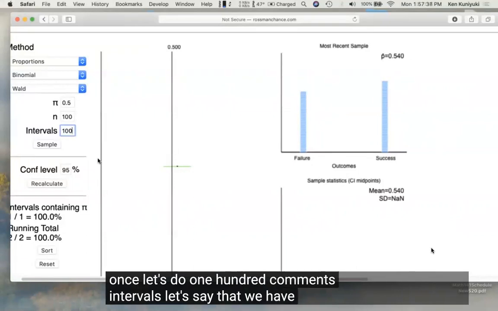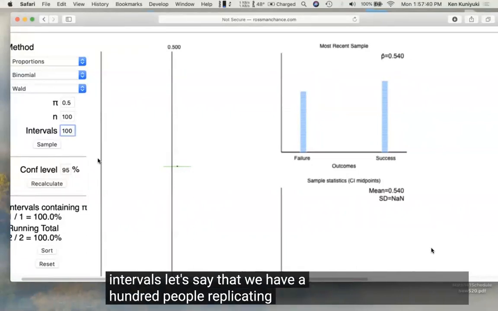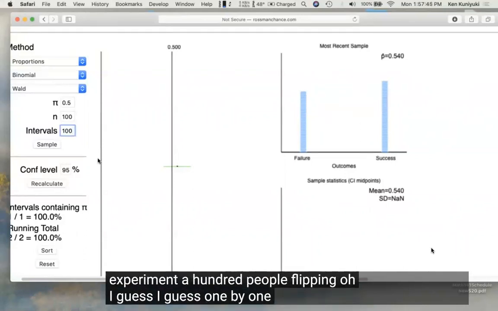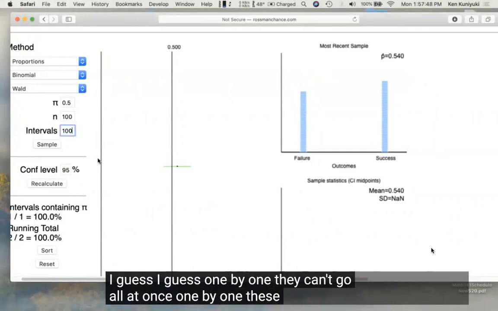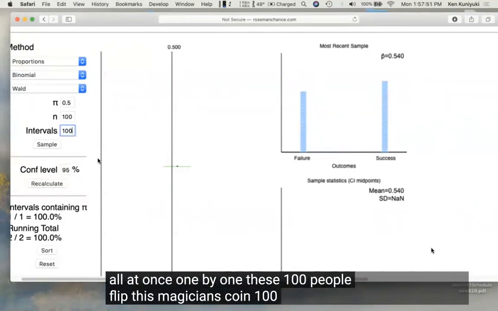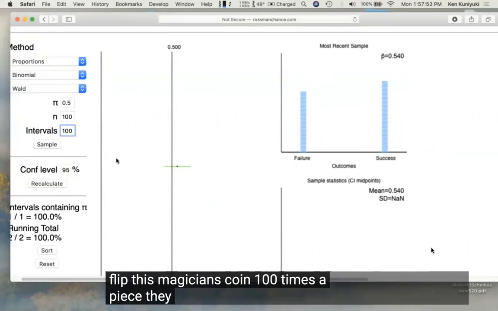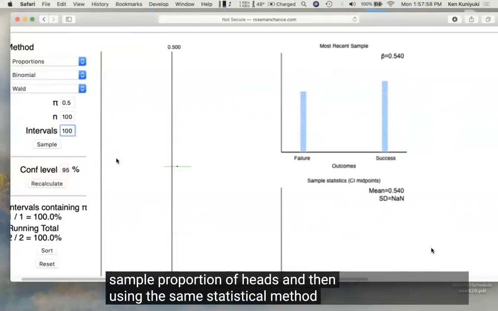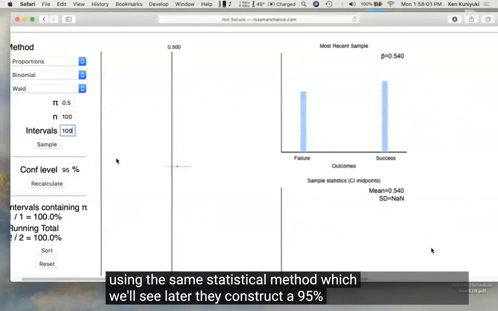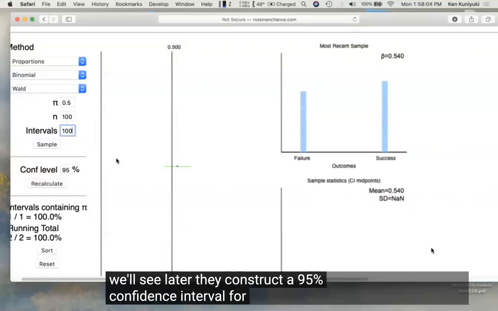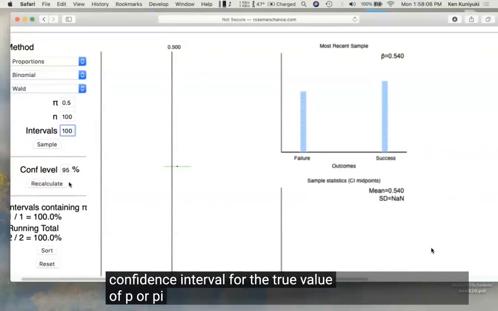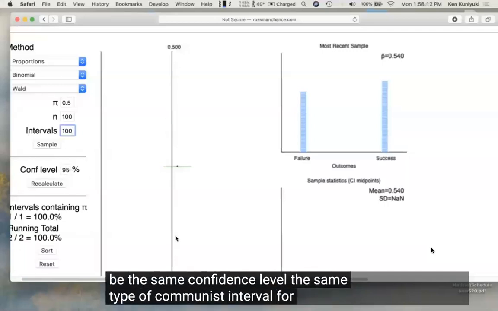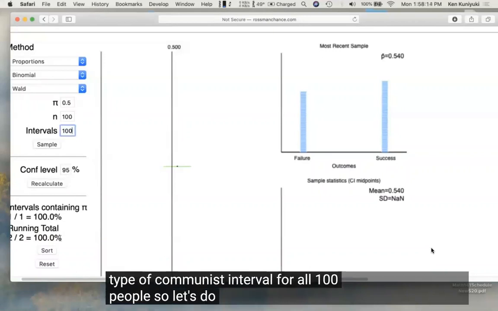Let's say that we have 100 people replicating the same experiment. 100 people flipping, I guess one by one. They can't go all at once. One by one, these 100 people flip this magician's coin 100 times apiece. They each get a sample proportion of heads, and then using the same statistical method, which we'll see later, they construct a 95% confidence interval for the true value of p or pi. To keep things fair, it has to be the same confidence level, the same type of confidence interval for all 100 people. So let's do this 100 times.